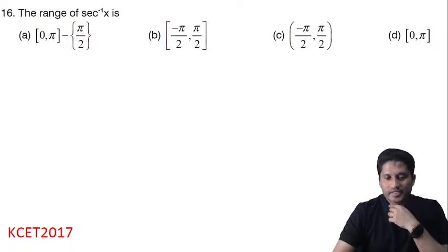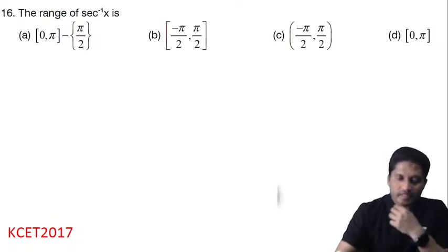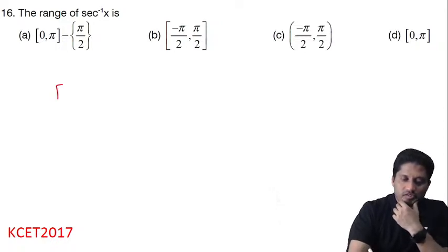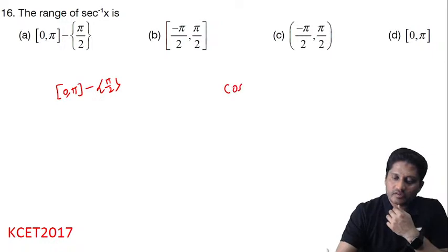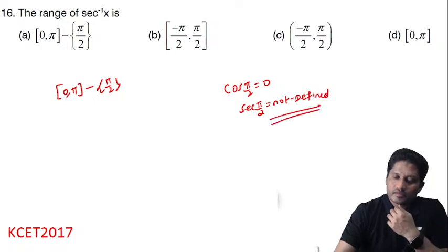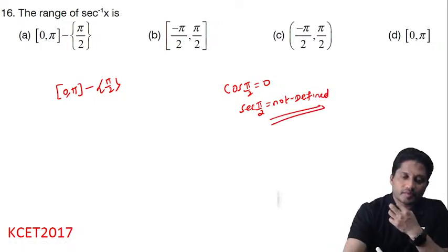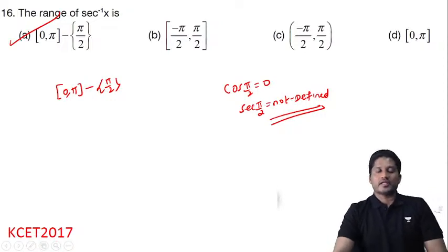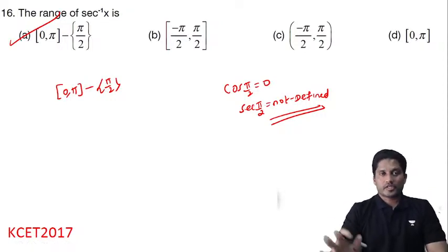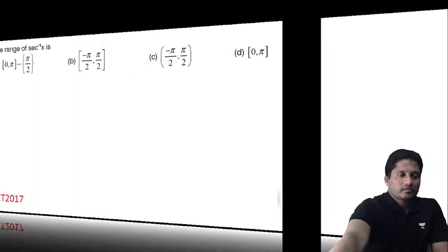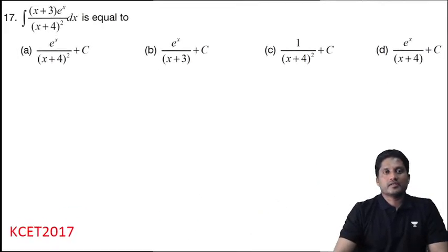The range of sec inverse of x. Now, we know that the range of sec inverse of x is the closed interval 0 to pi, except pi by 2, because sec 90 is not defined. Cos 90 is 0, so sec 90 is infinity, not defined. That's why this is the closed interval 0 to pi except pi by 2. The answer is option A. Go through the domain and range; it's very important. Domain and range of inverse trigonometric functions. Let's move to the next question.